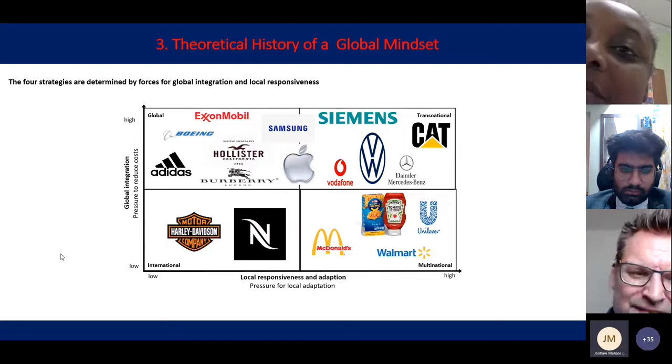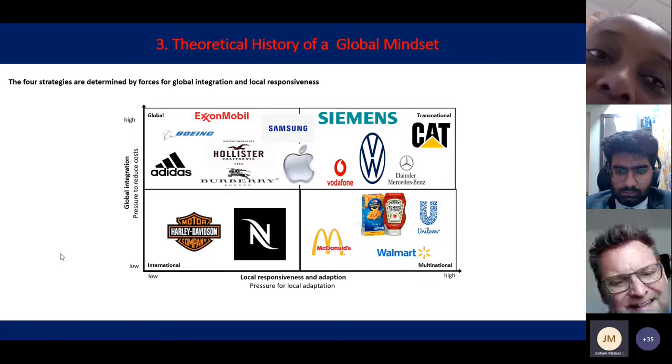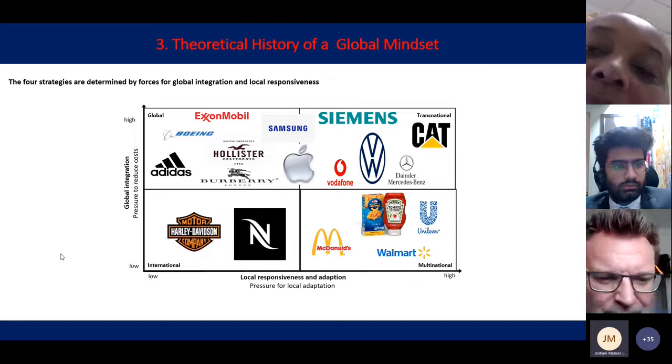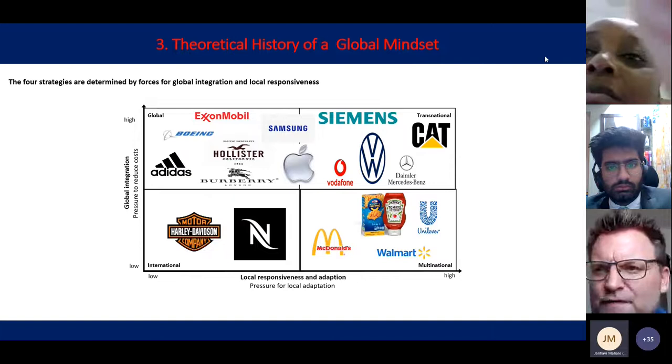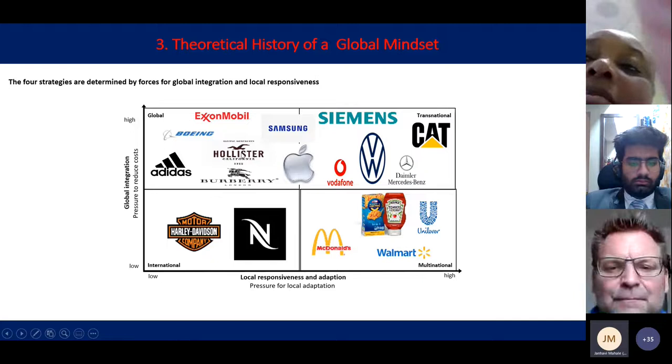So the point is that Samsung might have been very standardized, and perhaps this was their strategy all the time, but they are now also serving different countries with different products and different adaptations. And this is something we can see when I'm going back to the slides. Wait a second. We have seen that Samsung started 30 years ago as an international company.